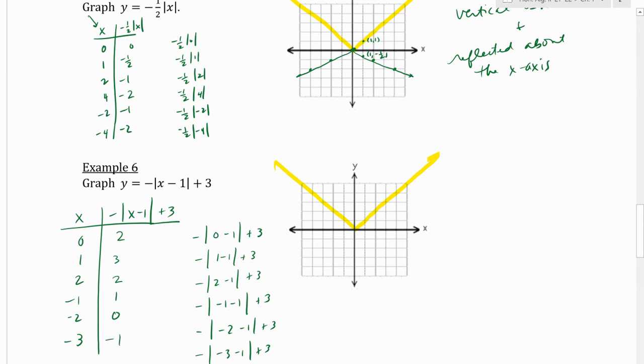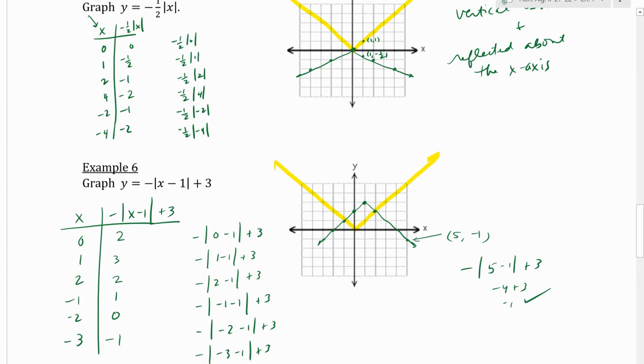Okay, so let's put some points on here. We've got 0, 2, 1, 3, 2, 2, -1, 1, -2, 0, -3, -1. Let's just keep up that pattern. Let's check and see if we're right. Like right there's the point, what, 5, -1? Let's see if that's what would have actually happened. Yep, looking good.